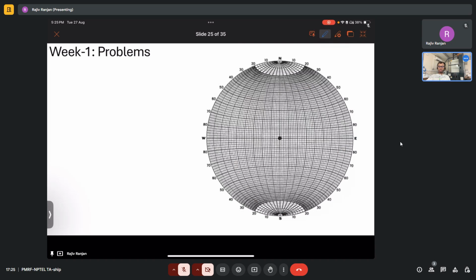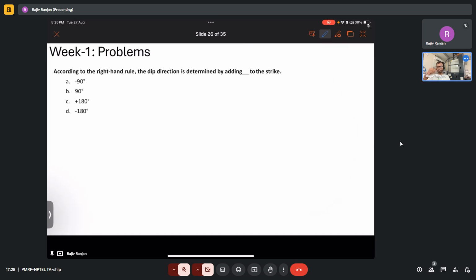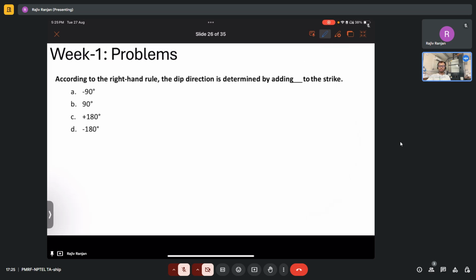This I have just kept to make you understand how stereographic projection is used. I have already explained this. Okay. Let's move to the next question.